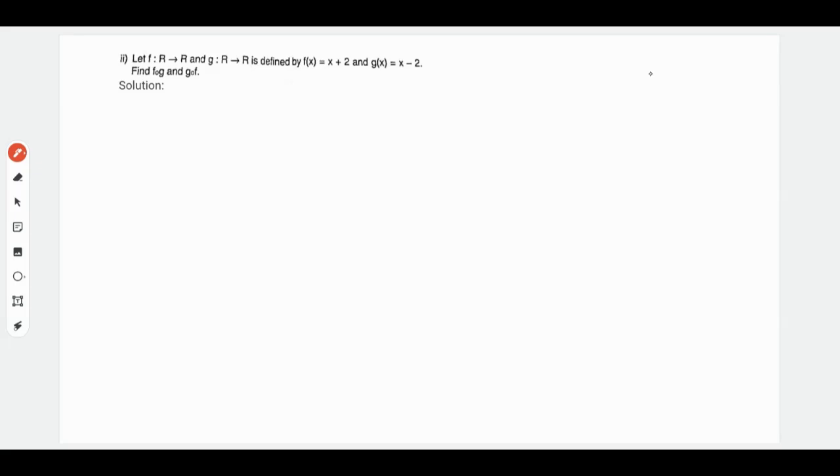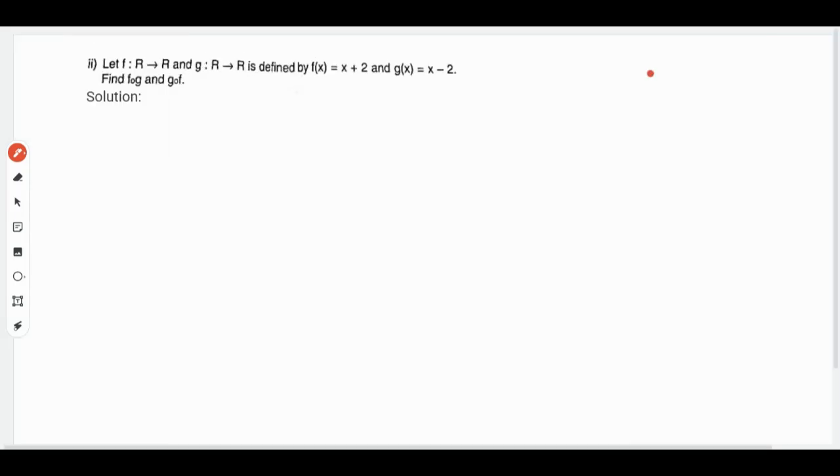Then next one is, they have given the functions where f of x is equal to x plus 2 and g of x is equal to x minus 2. Now we need to find fog and gof. So fog is nothing but f of g of x. Now what is the value of g of x? It is x minus 2.